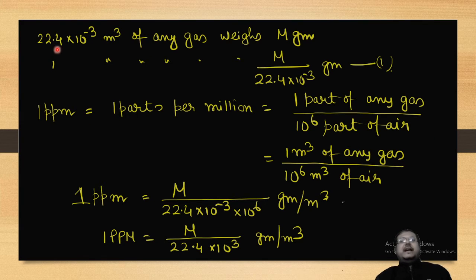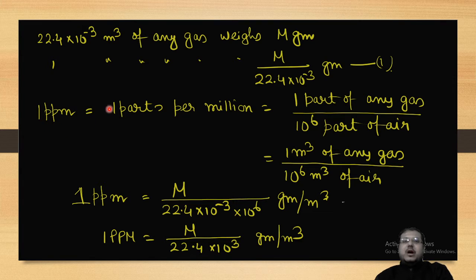So we can say that 22.4 liter of any gas weighs m gram, or we can say 22.4 into 10 to the power minus 3 meter cube of any gas weighs m gram. Just liter to meter cube conversion. So 1 meter cube of any gas weighs m by 22.4 into 10 to the power minus 3 gram.